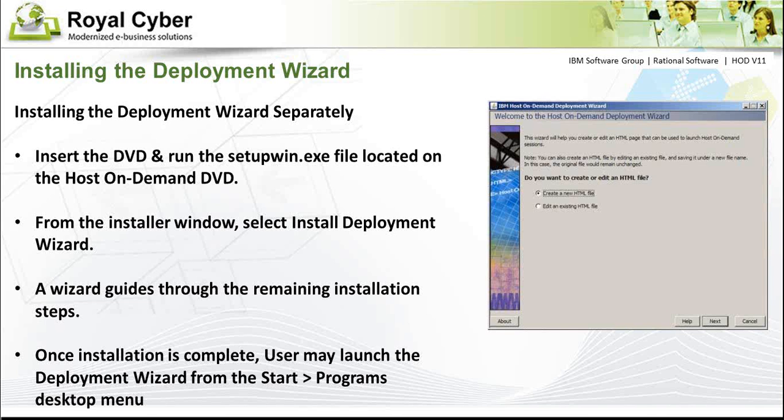To install and run the deployment wizard separately from the DVD, you need to do the following. Insert the Host on Demand DVD in your DVD drive, and if your auto run is enabled, it will start automatically. Otherwise, you need to run the setupwin.exe file located on your DVD, and a wizard will guide you through the remaining installation steps. Once installation is complete, you can launch the deployment wizard from the Windows start menu and go to the program desktop menu.